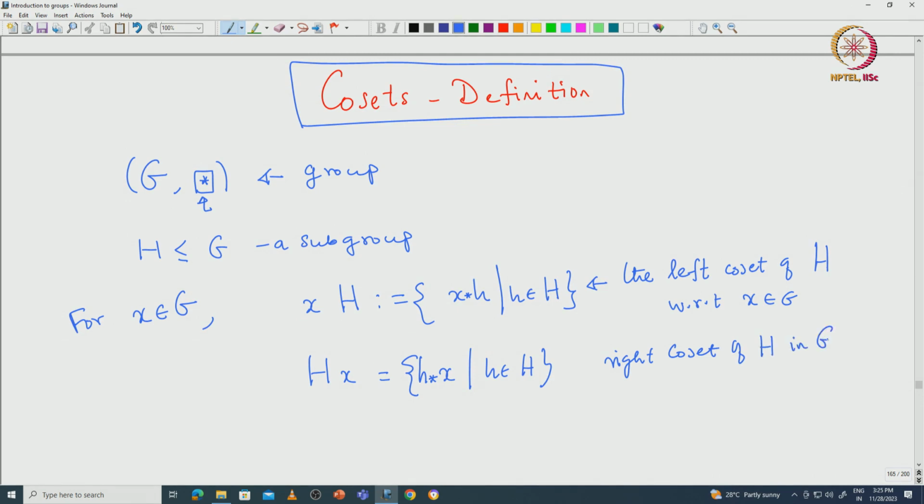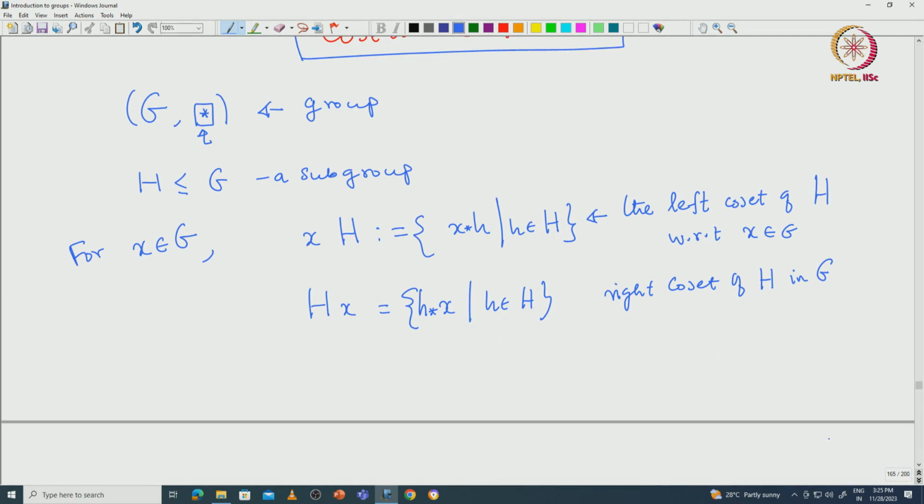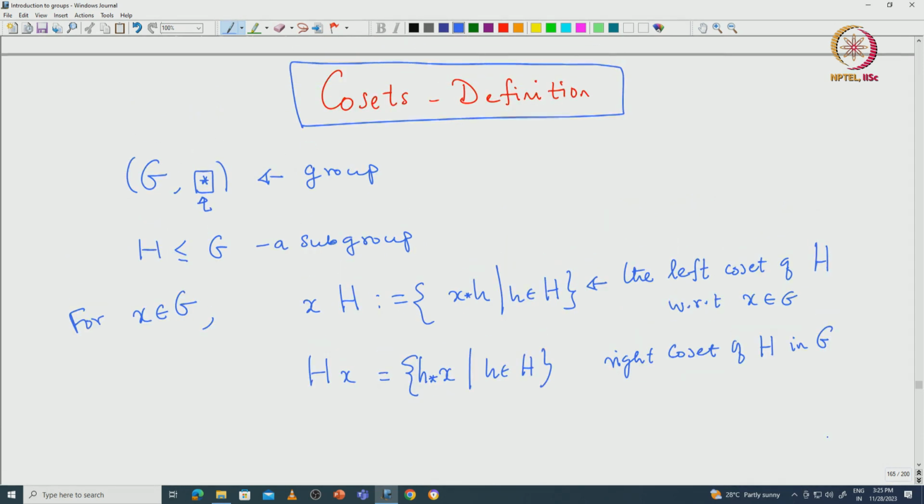The theory of left cosets and right cosets are parallel, and people choose to work with one of them. So we will choose to work with only the left cosets, because you can easily see that there is a natural bijection between the left cosets and the right cosets. We will use these cosets to understand the group itself.